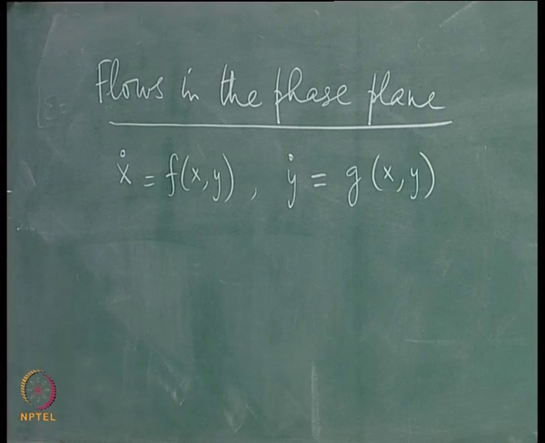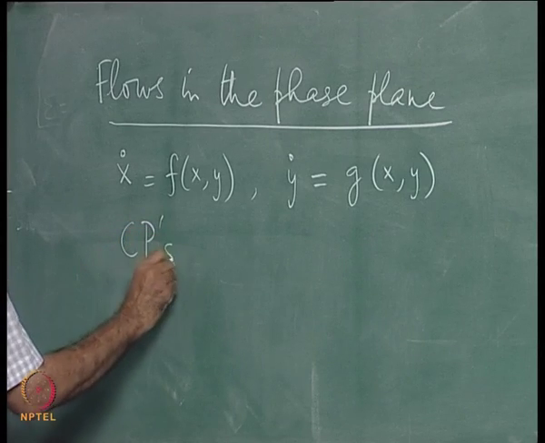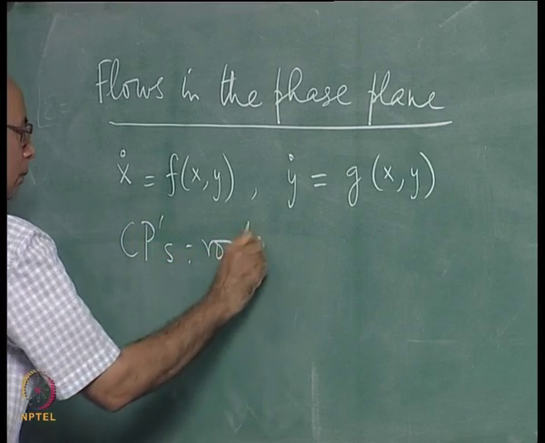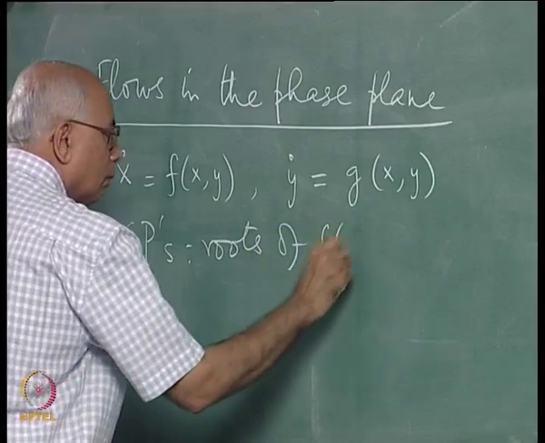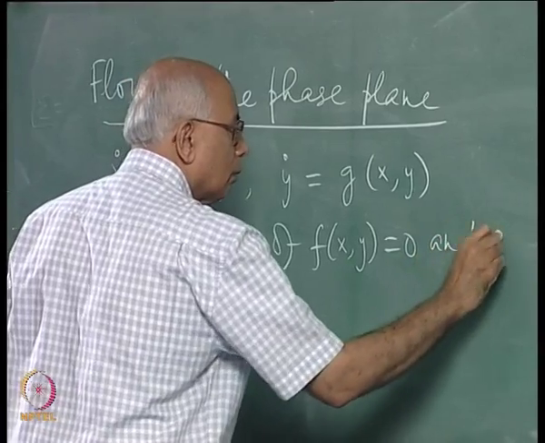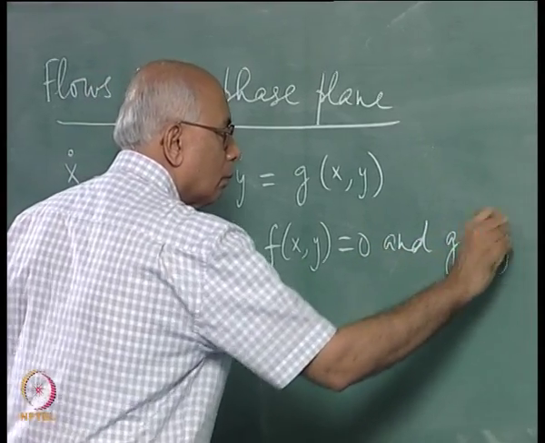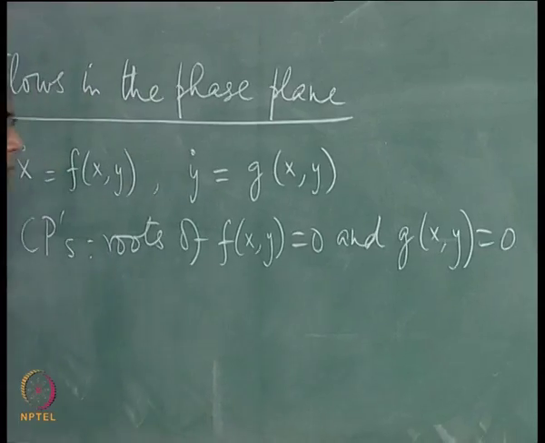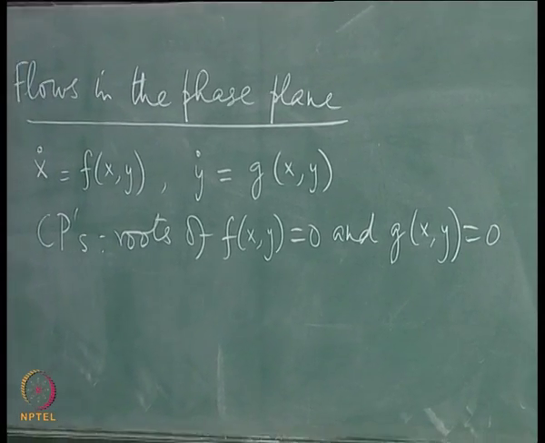What would the critical points be given by? They would be the roots, the simultaneous roots, common roots.